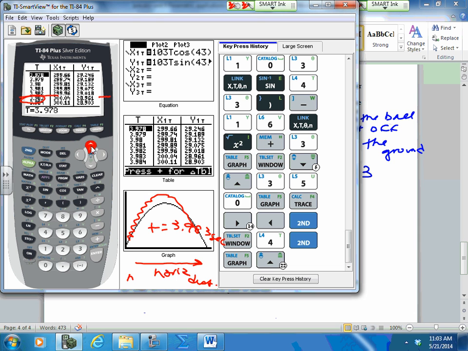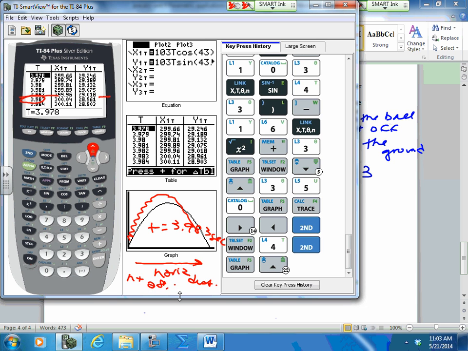Good. My height of my ball is 28.961 feet. So did I clear the 10-foot fence with my ball? My ball is 29 feet off the ground. My fence is 10 feet off the ground. Did I make the home run? What if I had a 50-foot fence out there? Would I have made a home run? Nope. I would have made probably a double, but I would have bounced it off the wall.